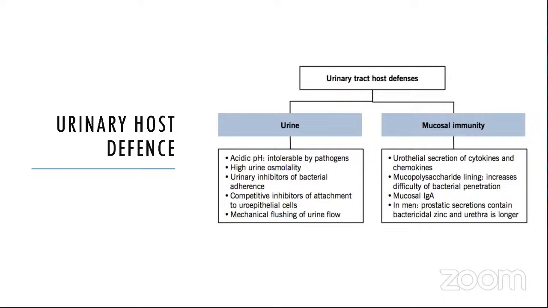Now the mucosal immunity. Urothelial secretion of cytokines and chemokines and the polysaccharide lining increase the difficulty of bacterial penetration. This mucopolysaccharide lining over the mucosa means bacteria cannot easily get into it. Another thing is mucosal IgA, which is an immune substance.